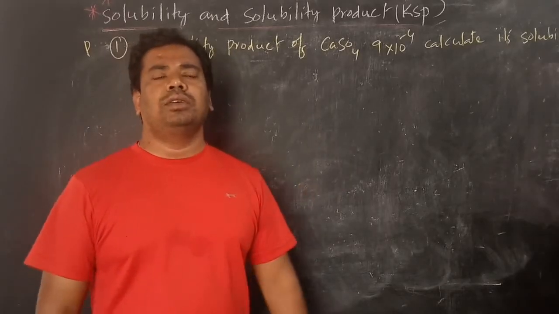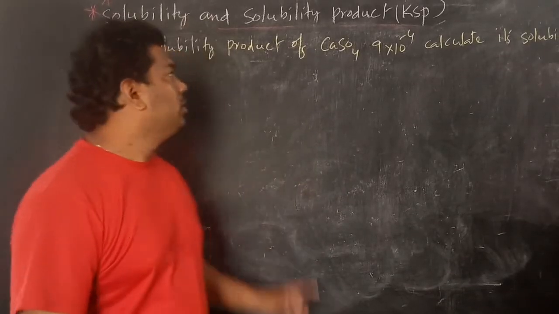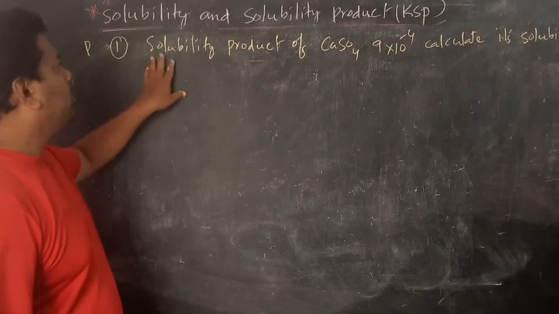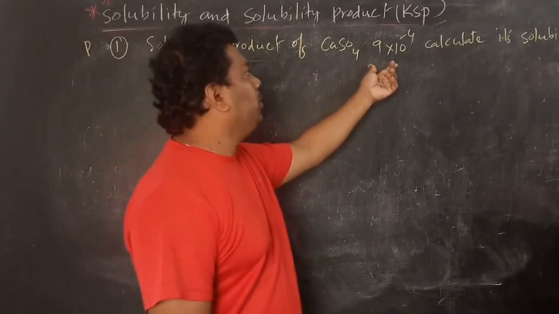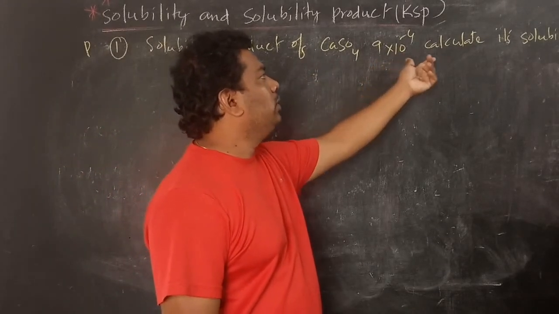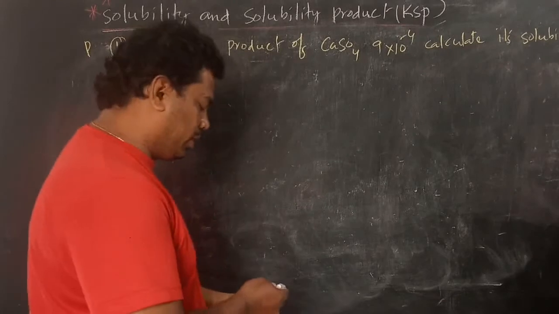Problems based on solubility product. The first question: the solubility product of calcium sulfate is 9 into 10 to the power of minus 4. Calculate its solubility.